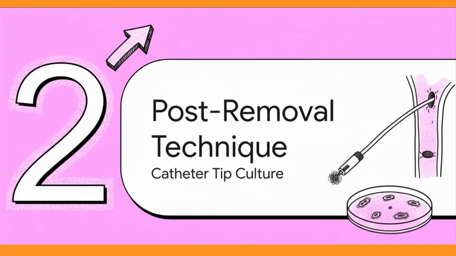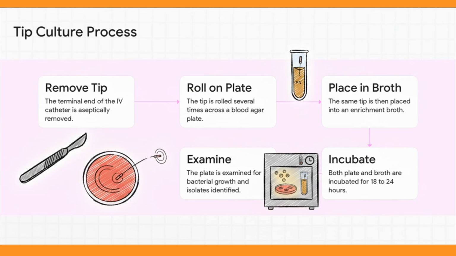All right, let's talk about the classic approach first. It's called a post-removal tip culture, but it's got one pretty big catch. The catheter has to come out. So here's how it works. First, the tip of the catheter is removed super carefully and cleanly. Then, it's rolled across an agar plate, which is designed to grow any bacteria that were living on the outside of the catheter. Then, that same tip gets dunked into a special broth to culture anything that might have been hiding on the inside. After about a day of incubation, the lab techs can literally just count the colonies. It turns a vague suspicion into a hard number.